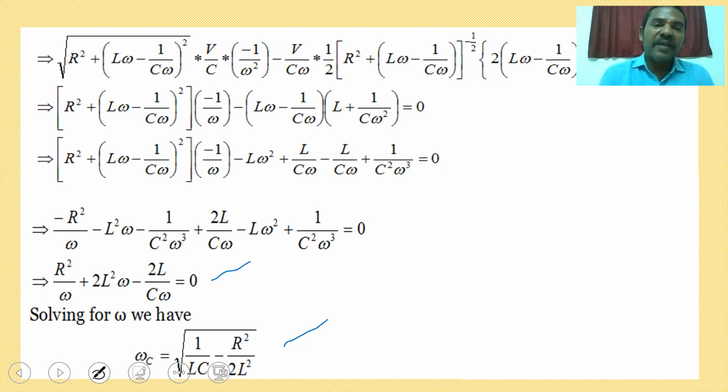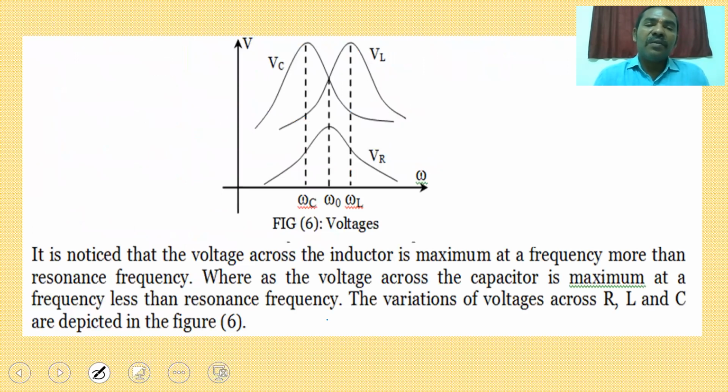So then coming to the voltage versus frequency. So here before resonance, the voltage drop across the capacitor must be maximum. I already told before resonance the inductive capacitance will be maximum. After resonance, the before resonance, the capacitor reactance must be maximum.